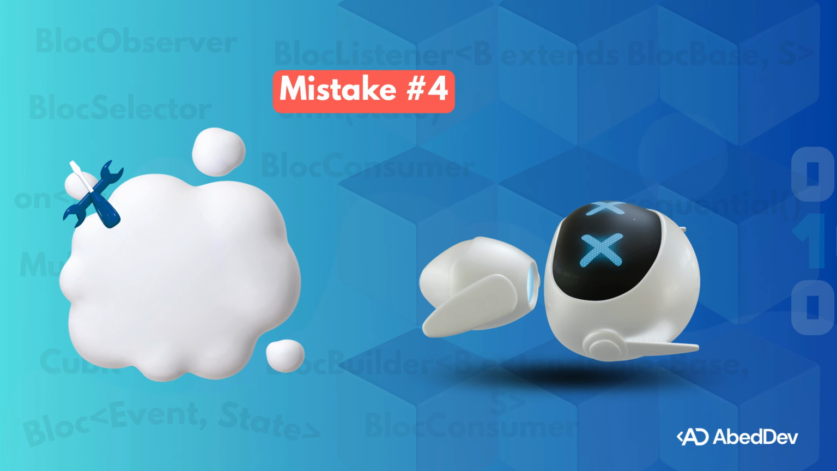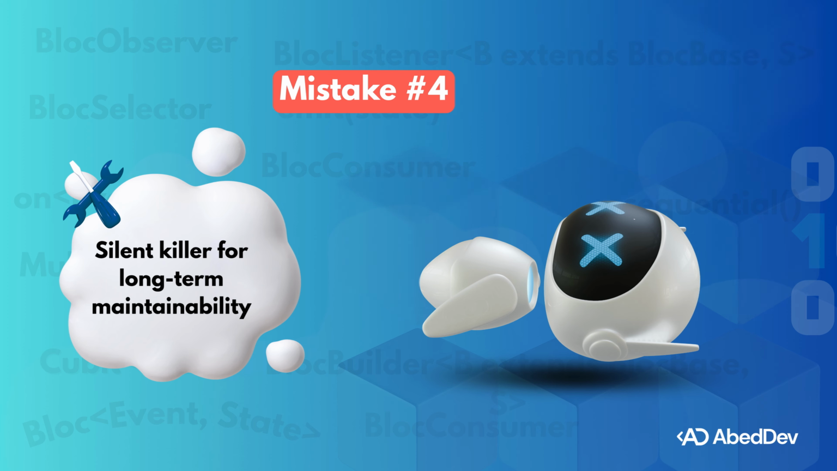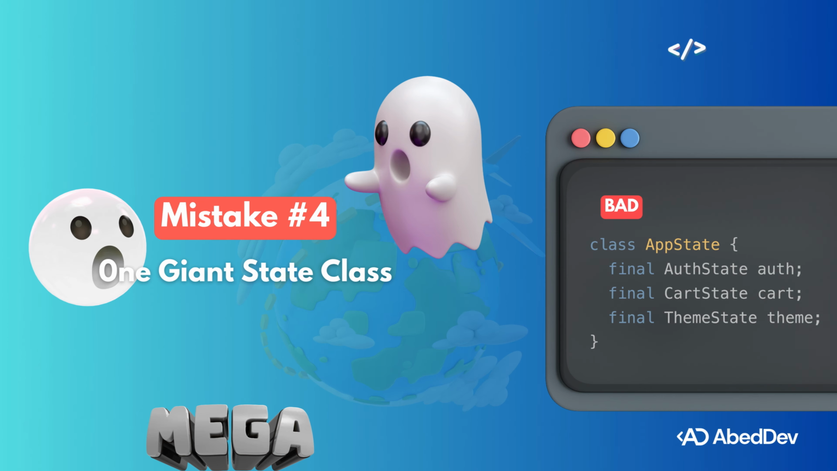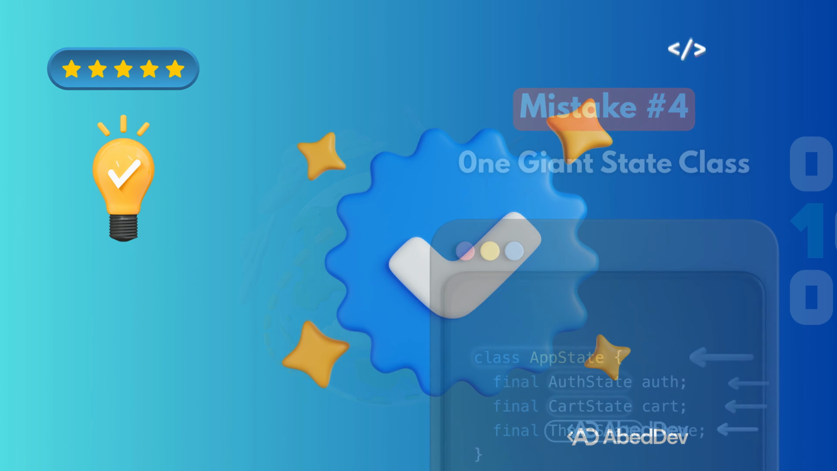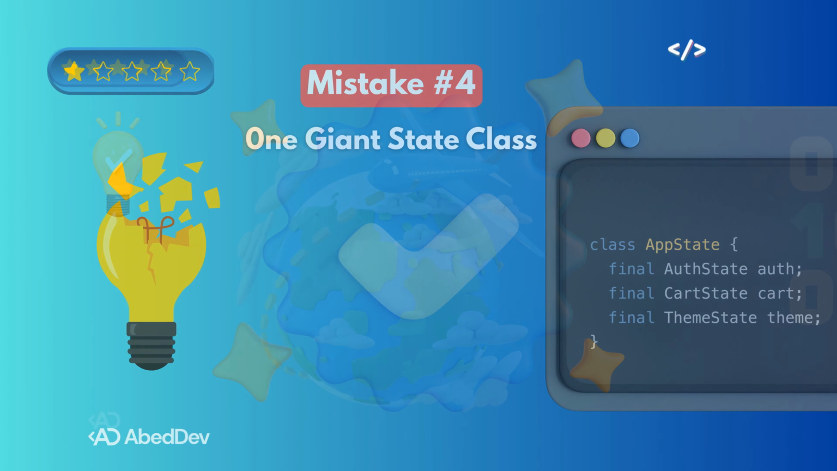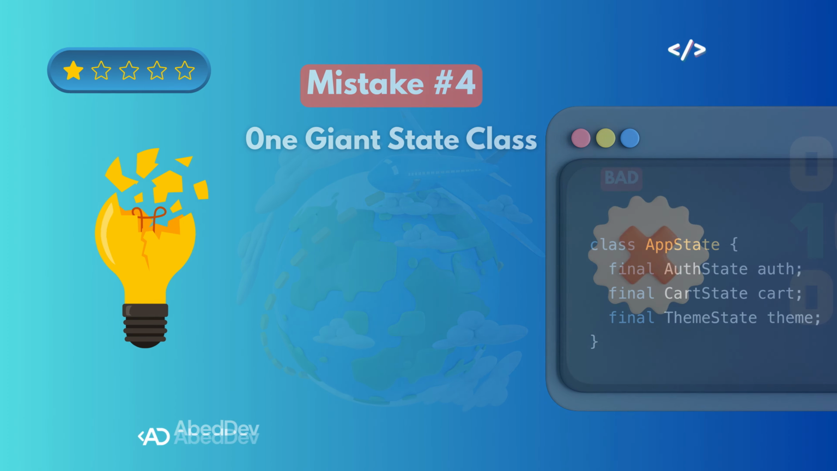Today's mistake is a silent killer for long-term maintainability: putting all your app's logic into one giant state class. At first, this might seem like a clever shortcut. You create one AppState class, it has everything, auth, card, theme, and sure, it works. But as your app grows, this becomes a problem.